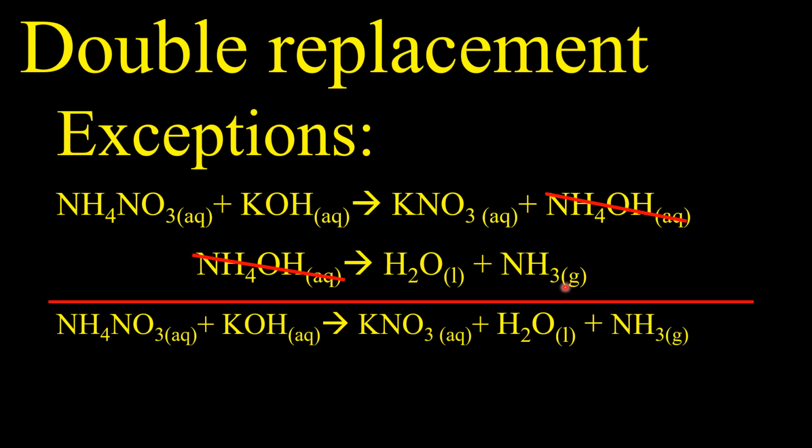But ammonium hydroxide in water solution will often decompose into water, which is a new liquid, and ammonia gas, which is a new gas. So when you substitute for ammonium hydroxide with the water and the ammonia that it would form, you can see a balanced equation that indicates chemical reactions should have happened.